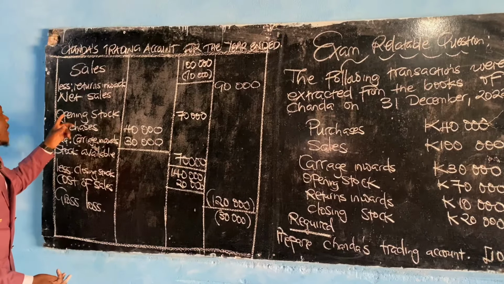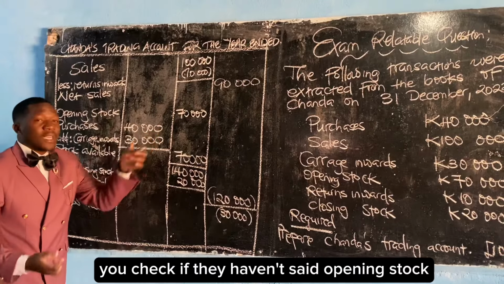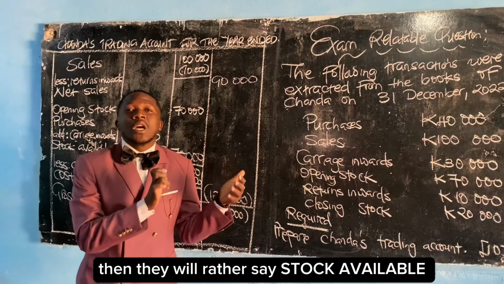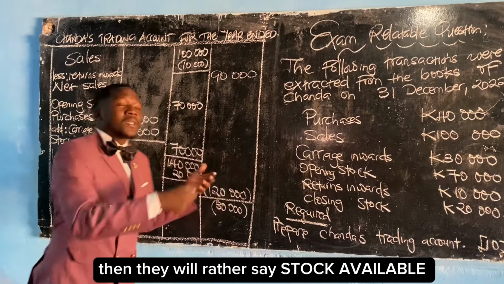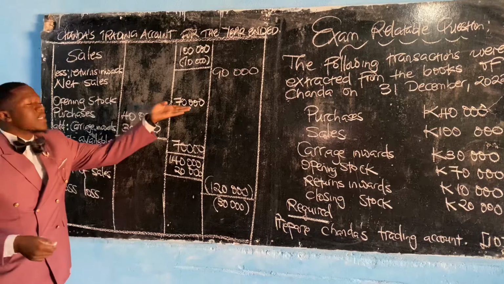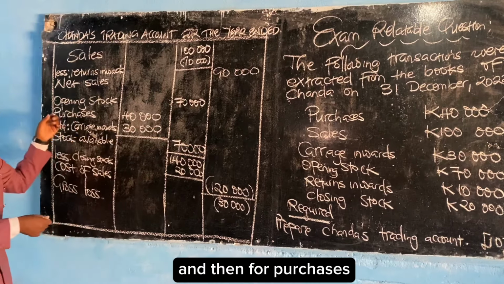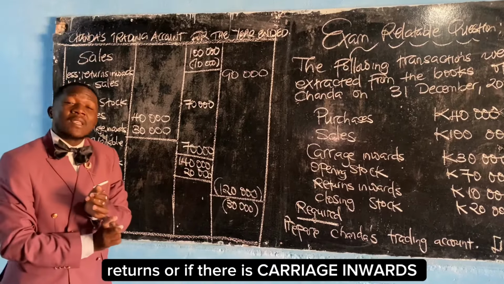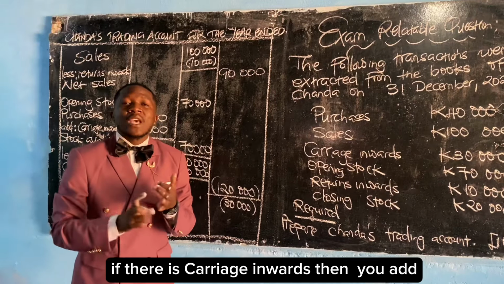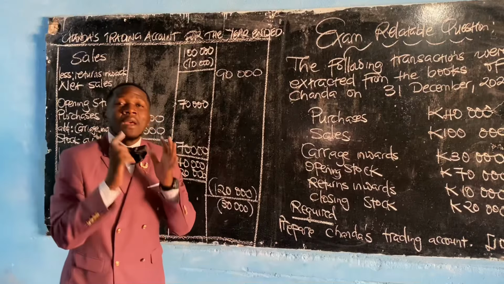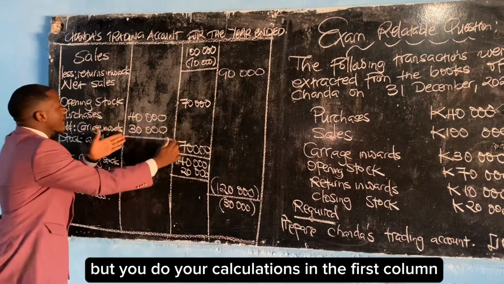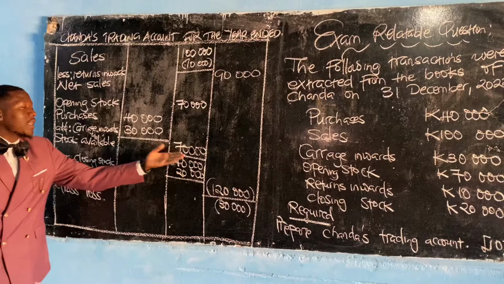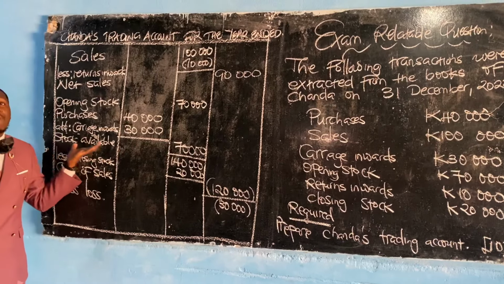And the fourth one is the opening stock. You check. If they haven't said opening stock, then they will rather say stock available only. So that means opening stock, you place it in the middle column. And then for purchases, before writing it, you need to see if there is purchases returns or if there is carriage inwards. If there is carriage inwards, you add, but you do your calculations in the first column. Purchases, and then add carriage inwards. The value you get can be called the stock available.